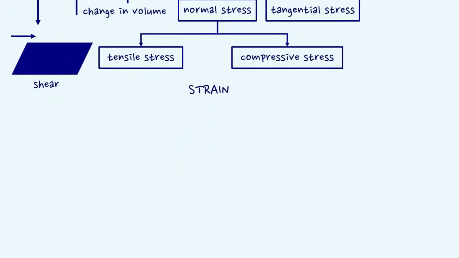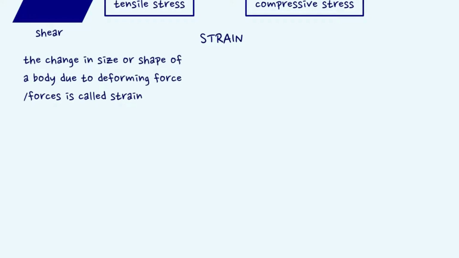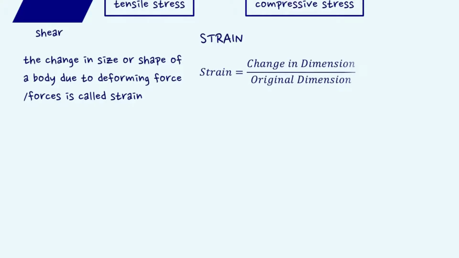Next, we have strain. The change in size or shape of the body due to the deforming force or forces is called strain. An object undergoes strain due to stress. The strain is measured by the ratio of change in dimension to the original dimension of the object. That is, strain equals change in dimension per unit original dimension.